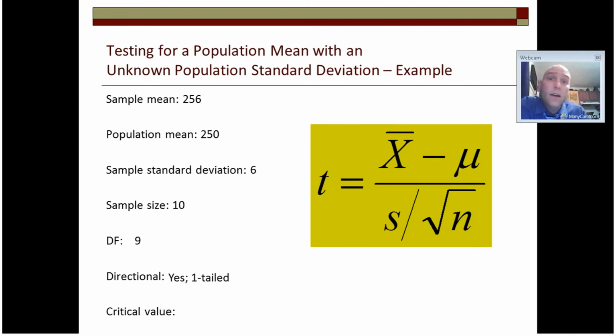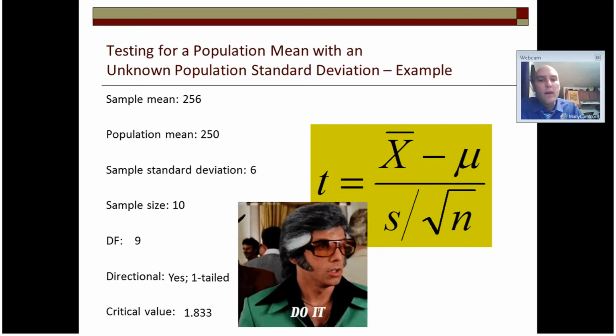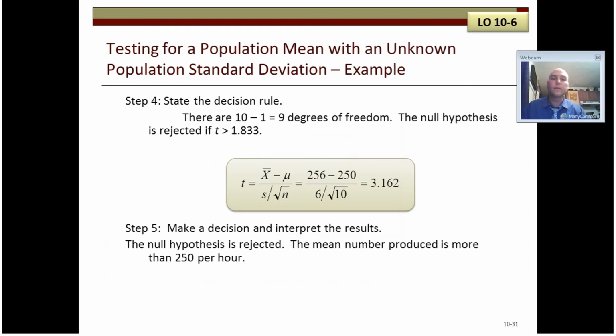It is directional because we said, have we increased? Are there more widgets being produced in an hour? We go to our t-table, we find that our critical value is 1.833. We get there by saying we've got a one-tailed test, the 0.05 significance level, or alpha 0.05, same thing, and 9 degrees of freedom. Where those two things intersect, we find 1.833.